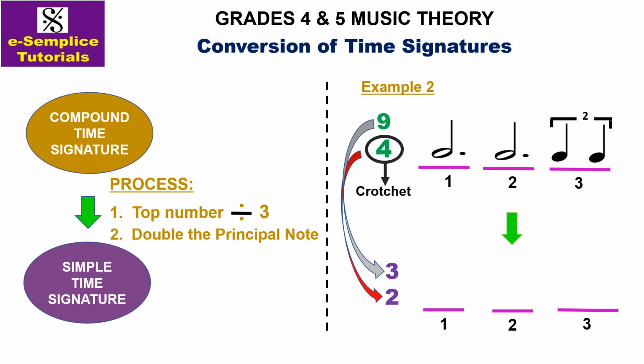Let's work on the notes. A main beat in 9/4 time is a dotted minim, while a main beat in 3/2 time is a minim. So all you do is knock off the dot and you have a minim for beat 1. Knock off the dot for beat 2 again, you have a minim for beat 2. But for beat 3, knock off the duplet sign and you have just 2 crotchets.